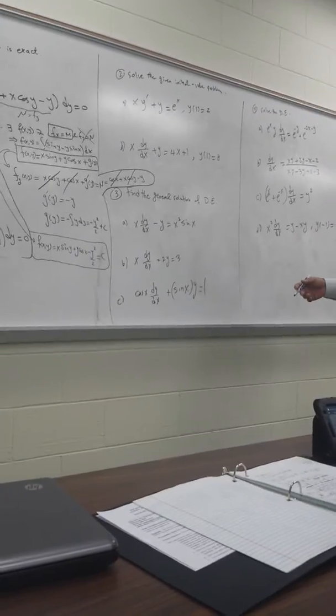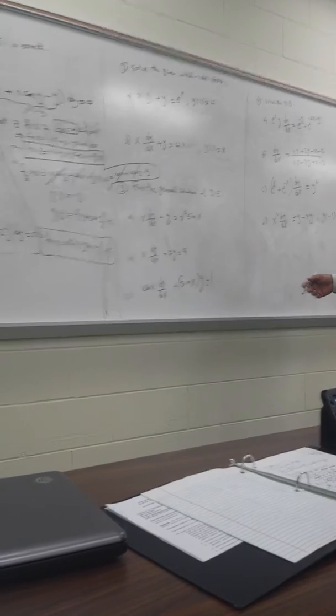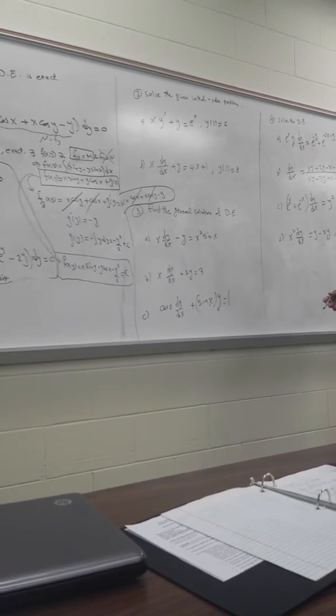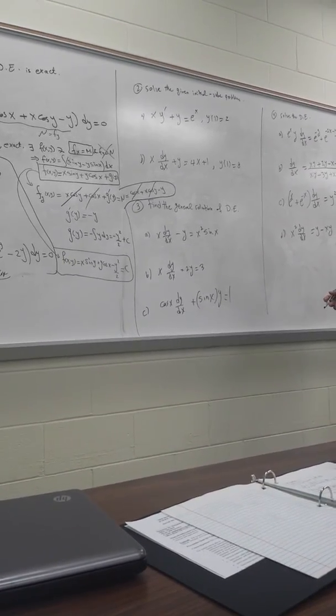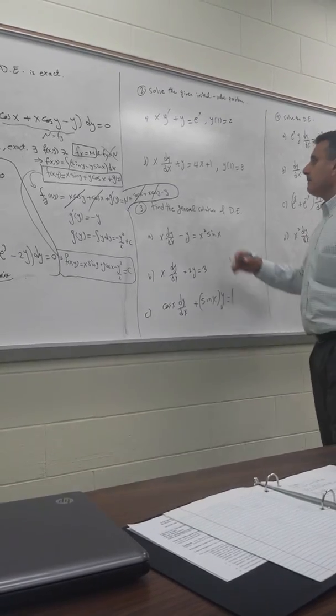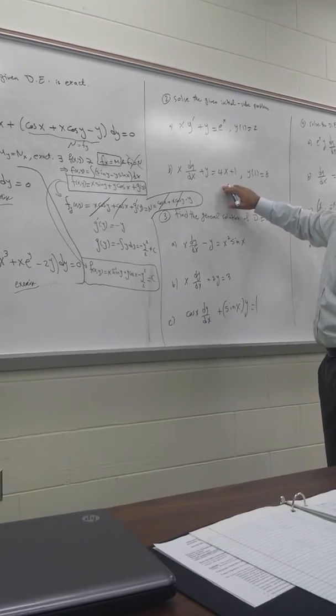So let me pick one, perhaps A or B. I don't know which one. Maybe let's pick B, okay? So how do we solve this initial value problem?